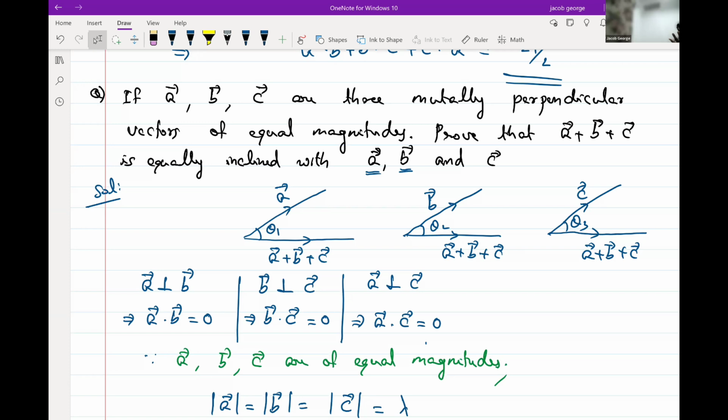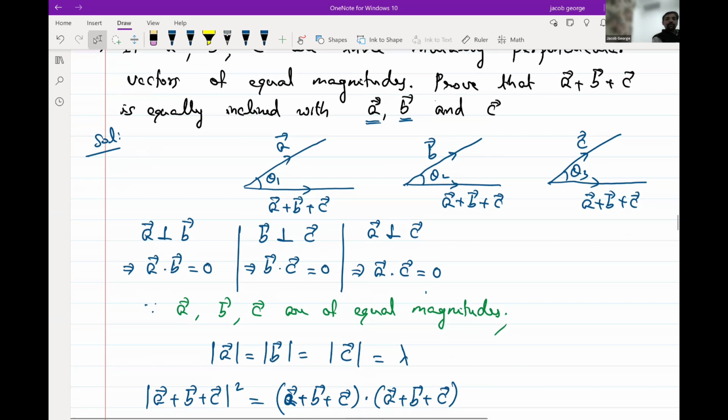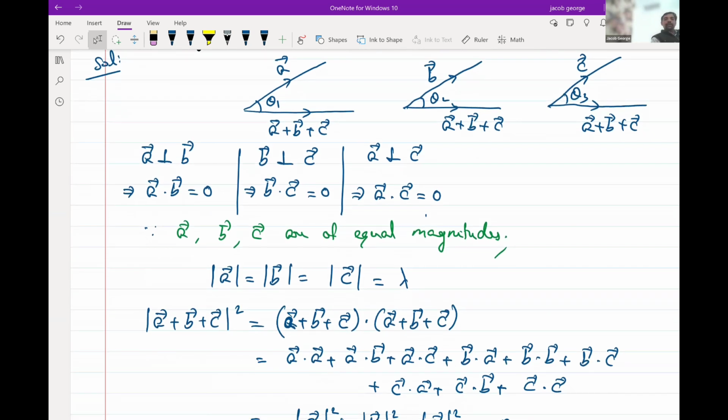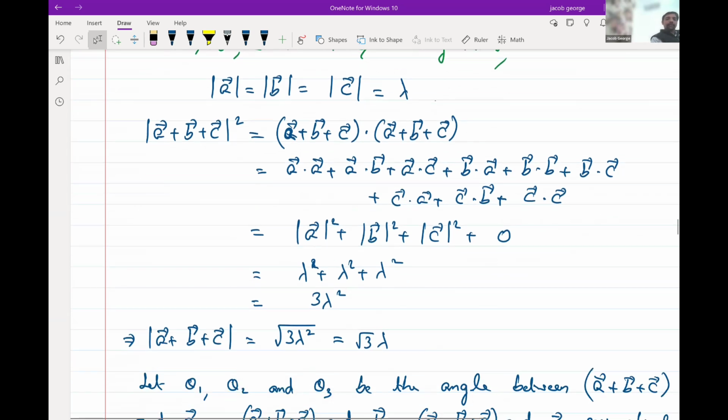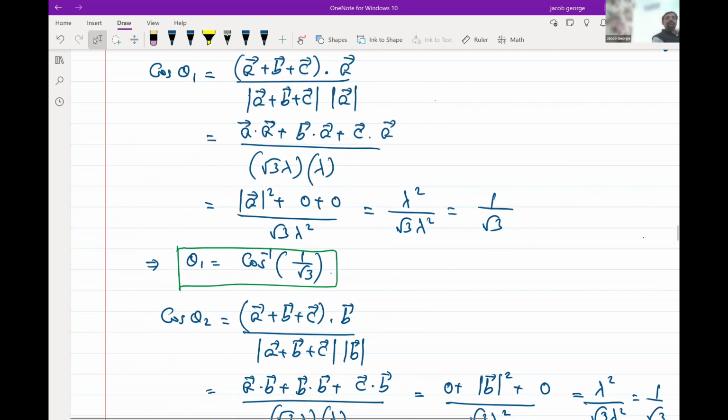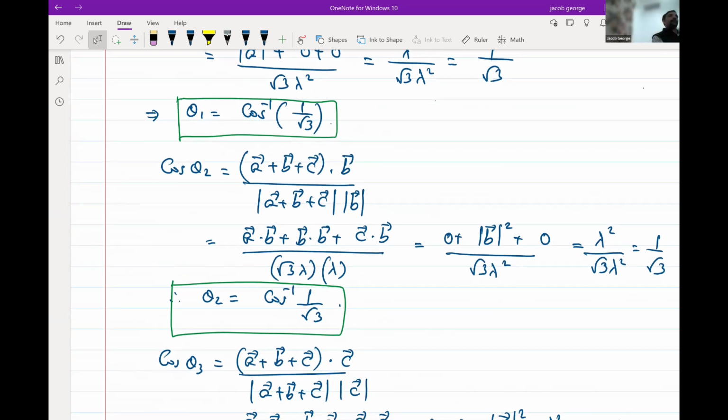And how do you find the angle? You know the cos theta formula. What is the cos theta formula? Dot product of the vectors divided by the magnitude of the first vector into the magnitude of the second vector. So our first task is to find the magnitude of this vector. Magnitude of which one? Vector A plus vector B plus vector C. So to find the magnitude, we wrote they are of equal magnitude, so we let it be equal to lambda. Each one's magnitude is lambda. Then we have done the square of this one, and then we found the magnitude, and then we have to find cos theta 1, cos theta 2, and cos theta 3. All these will be equal.